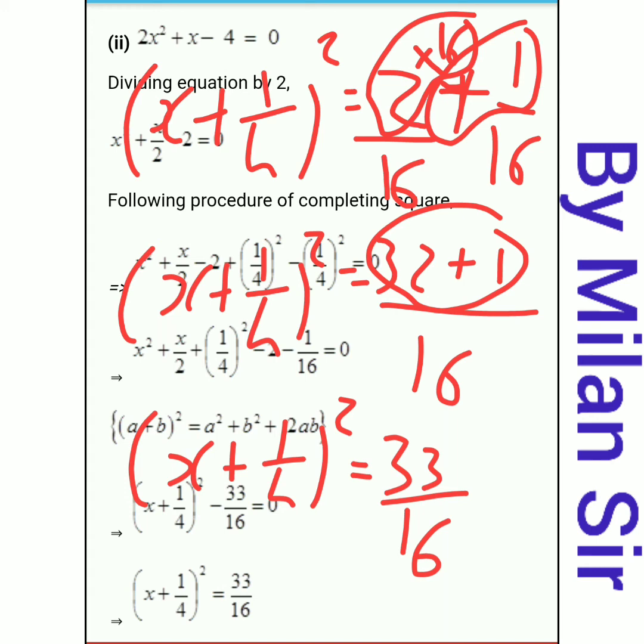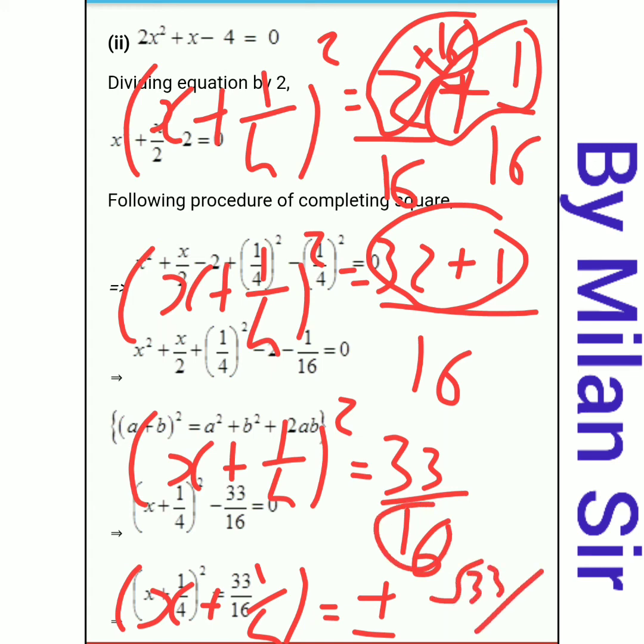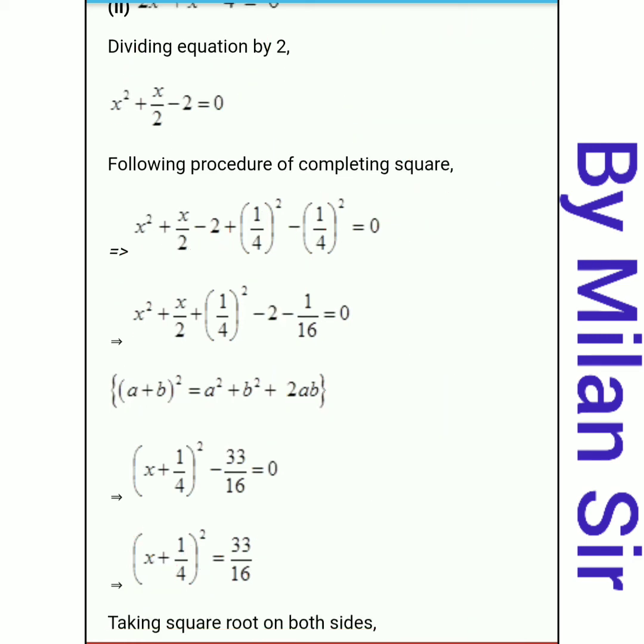Okay, now we need to take the square root on both sides. So x plus 1/4 is equal to, here we need to write our answer in plus or minus. Okay, plus or minus we need to put here. Now in the numerator we have 33, so the square root of 33 is under root 33 only. And in the denominator 16, the square root of 16 is 4. So under root 33 by 4. One time we need to consider the plus sign, one time we need to consider the negative sign.